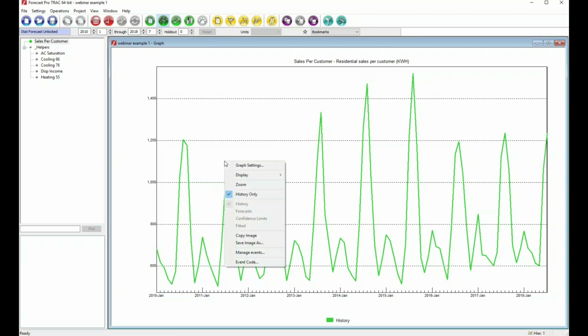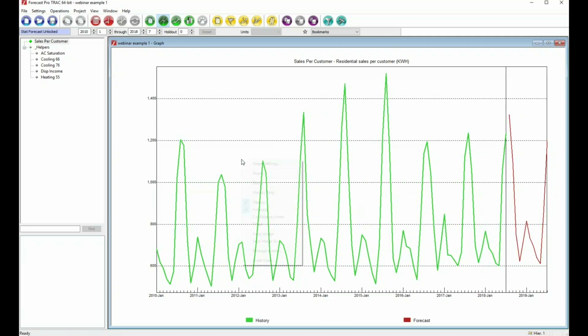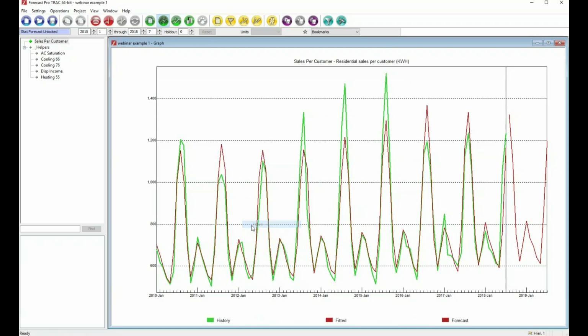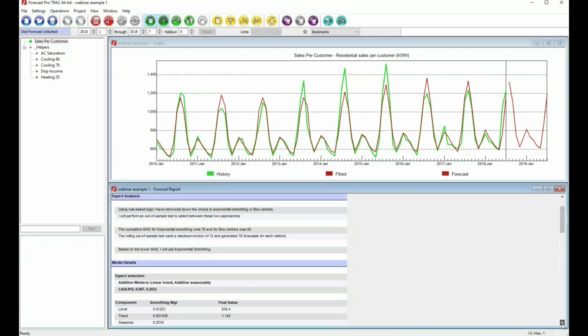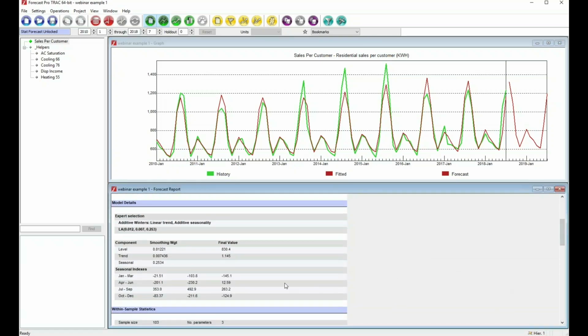So I am going to add in the forecast and open up the forecast report here. And by default, when we're not applying a model directly, we're using expert selections. What we're looking at is the expert selection model down here, which is an additive Winters model. And up on the graph here, you can see that I added in the red fitted values during the historic time period, and then we can also see the forecast over here.